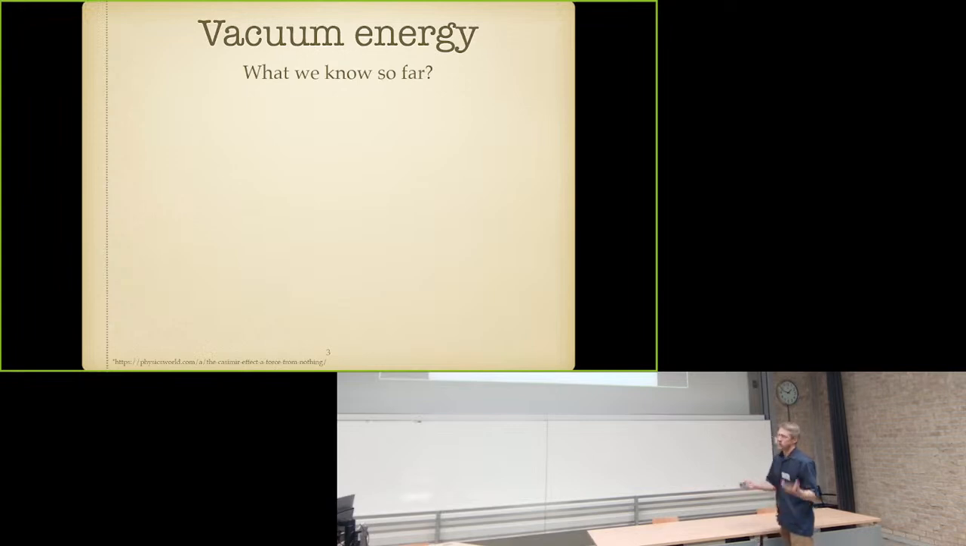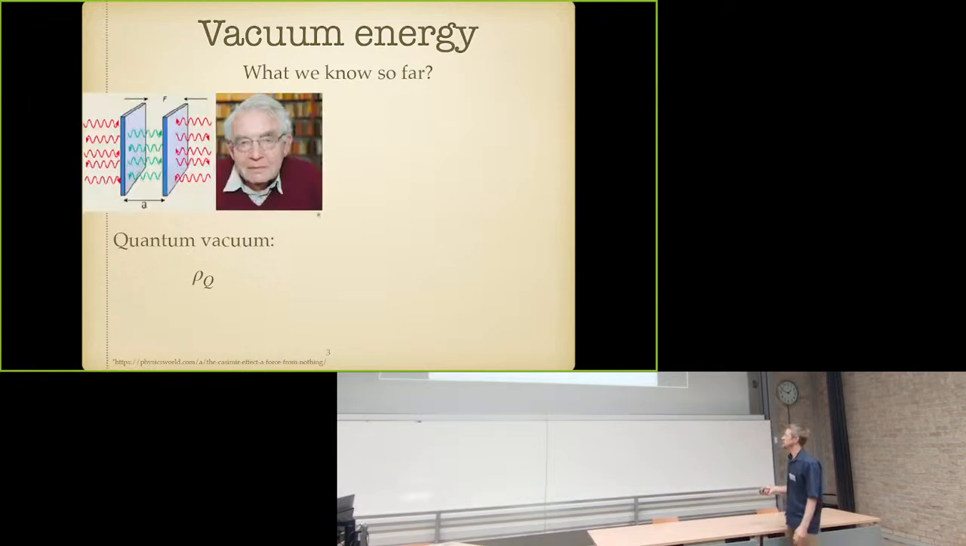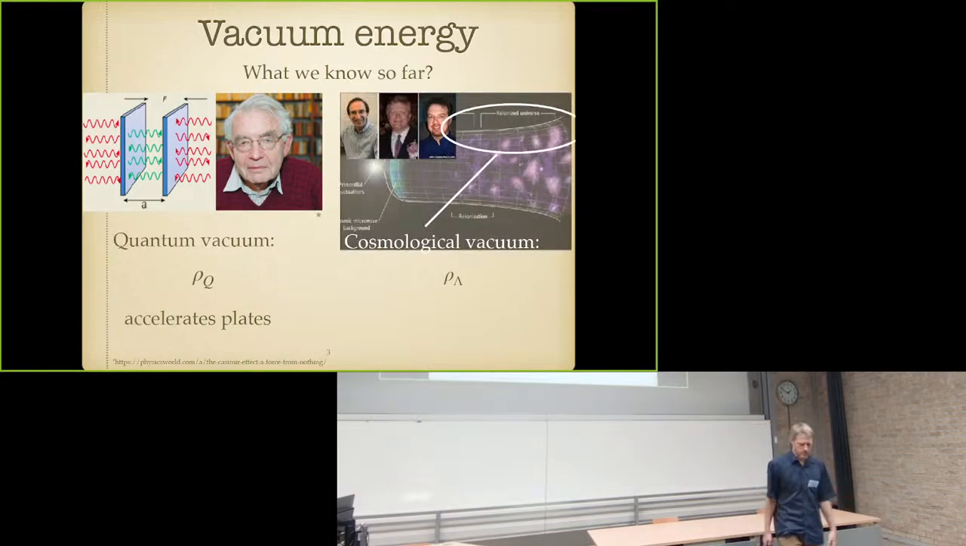So vacuum energy, what do we know so far? First of all, we think we know that there's a quantum vacuum, and the experimental evidence most famously was given here by Casimir. And what you measure in the end is that you have this quantum energy and it can accelerate plates. Then the cosmological vacuum. We have heard a lot about it here in the context of this conference. It's about cosmology and how you measure it. Well, you measure an accelerated expansion of the universe. So you have an accelerated universe.